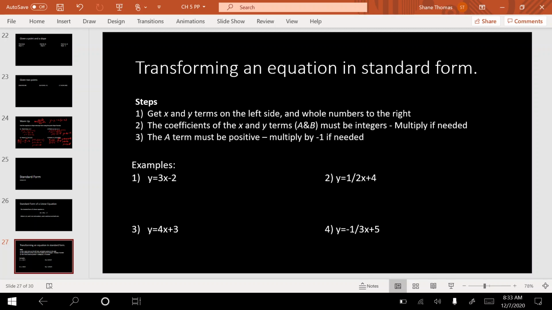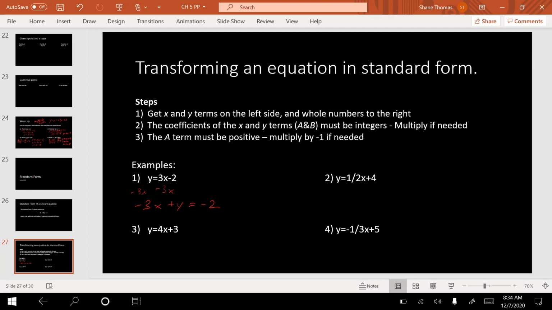So first one there, we have y equals 3x minus 2. To get to standard form, we have to put all the variables on the left side, all the whole numbers on the right side. Right now, the y is on the left side, x is on the right side. So let's subtract the 3x over. Subtract it from both sides. So now I have negative 3x plus y equals negative 2.